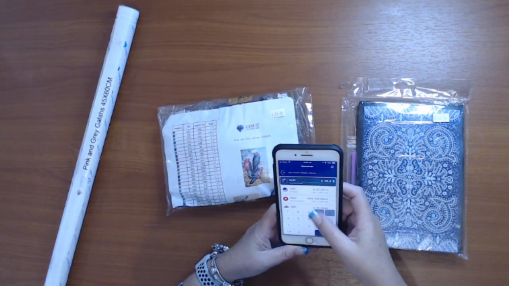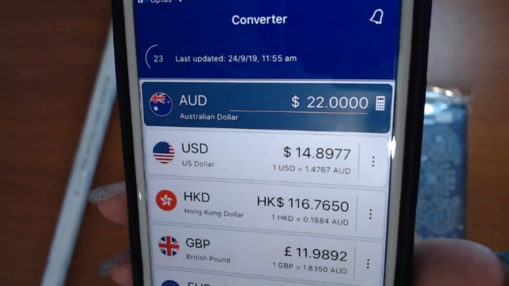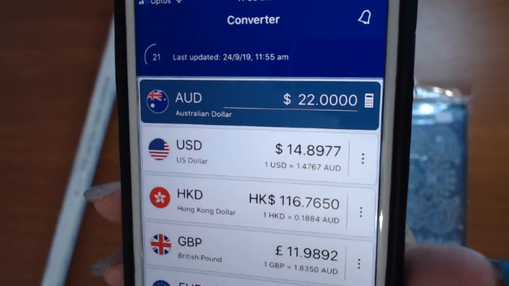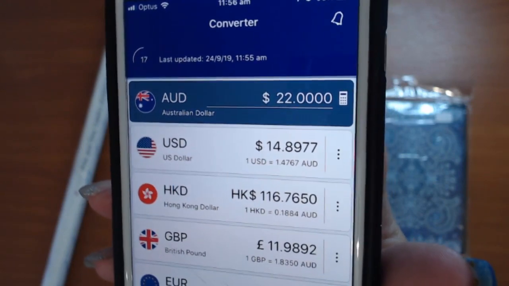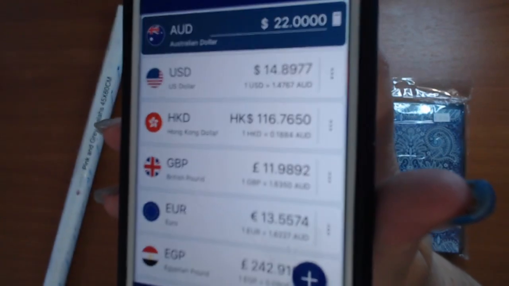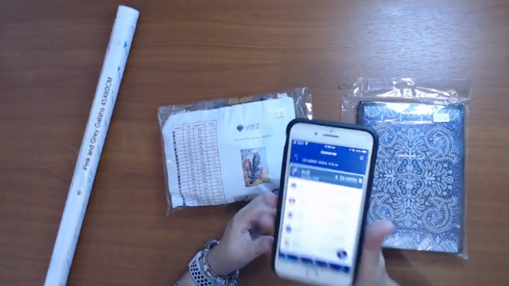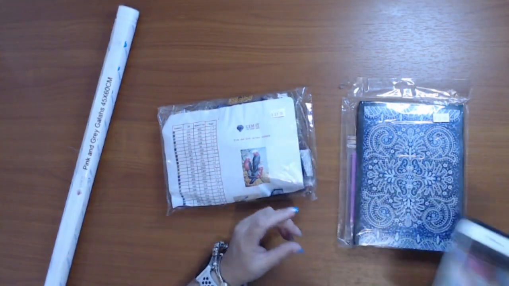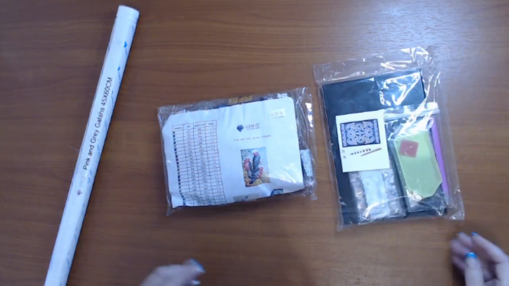The notebook, however, pick up, walk out the store, 22 Aussie dollars. Conversion at the moment, $14.90 US. So if anybody's looking at the other different currencies, yep, these are really good for online shopping. This great converter gives me a rough idea what my bank account's going to get hit with.